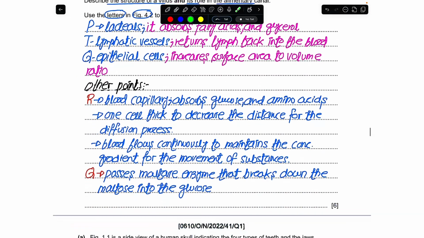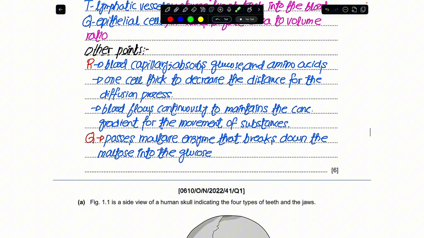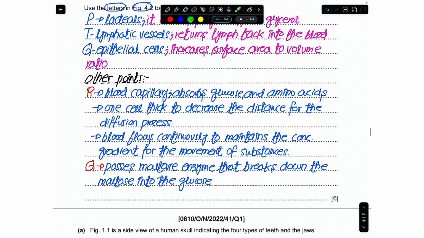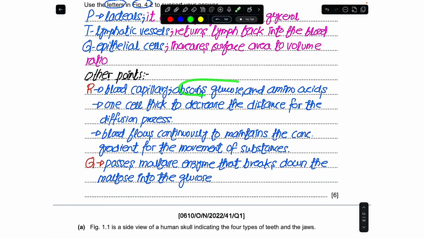If you want to write some other points in context to the letters, we can talk in context of R. As we have identified above, R was a blood capillary. We would say that it absorbs glucose and amino acids. Other than that, you could also say that they are one cell thick, and that would decrease the distance over which the diffusion has to occur.